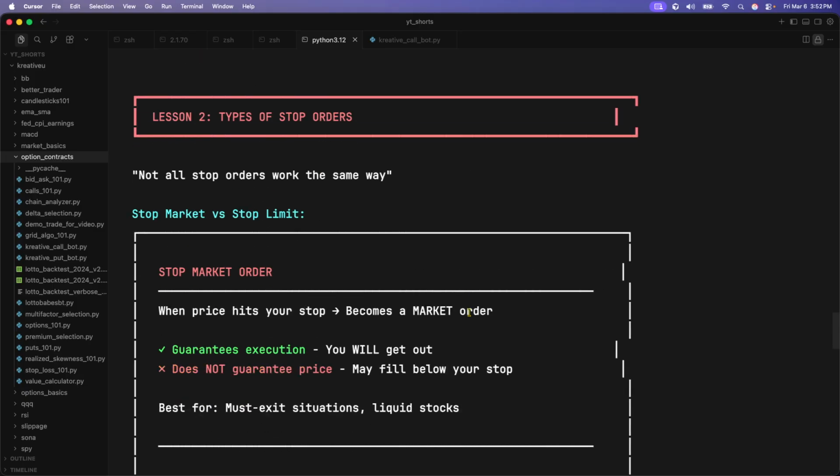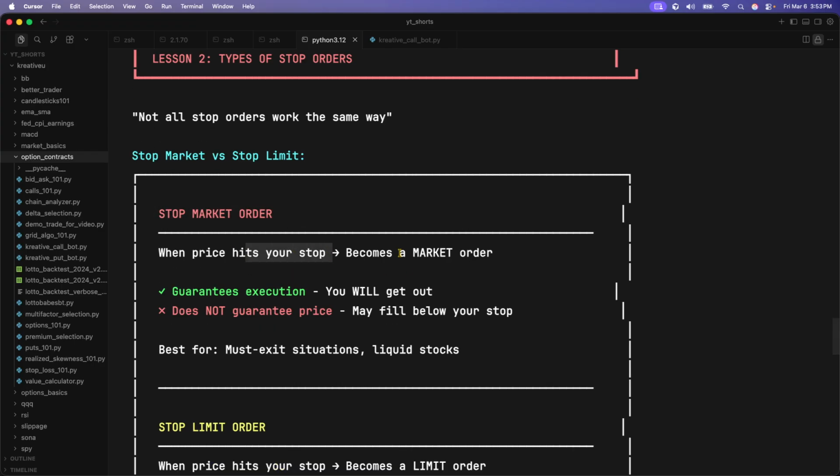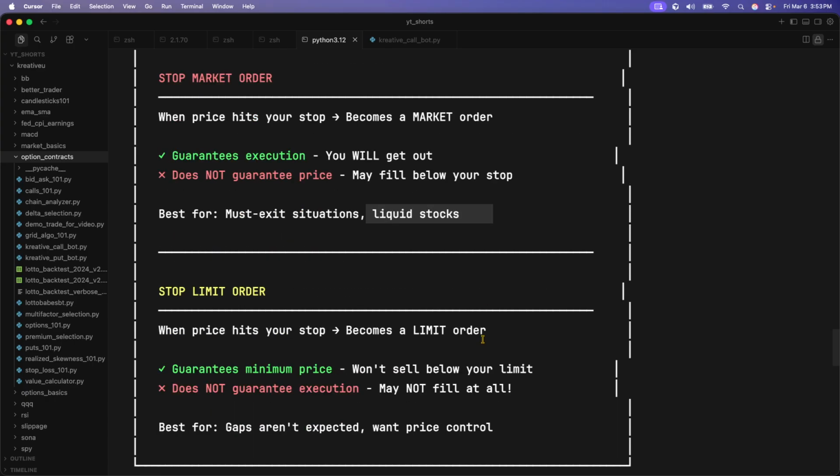All right, so now we're going to go over the different types of stop losses. Not all stop losses work the same way. We're going to talk about a stop market order. When the price hits your stop, it becomes a market order, so we're placing it to execute right now. What does a market order do? It guarantees your execution, but it doesn't guarantee the price. So it will get you out, but it may fill below your stop loss. Best for multi-exit situations and liquid stocks: the S&P 500, SPY, QQQ, Apple, super liquid.